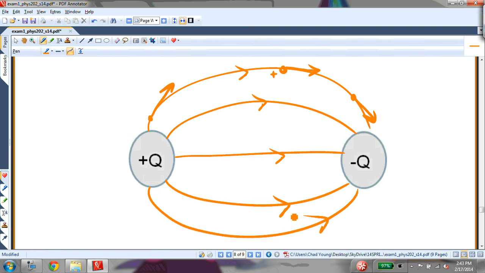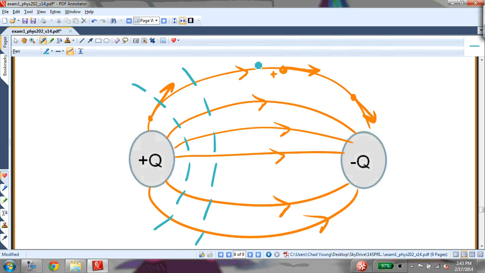Draw a few more. How many is that? 5. Let's draw more. And then to draw our equipotential lines, we just draw lines perpendicular to the field lines at all points. Sort of looks like a basketball court.